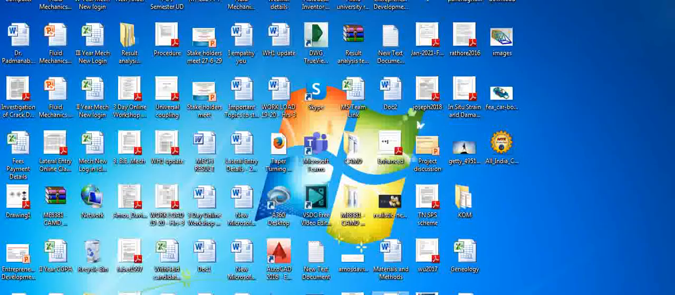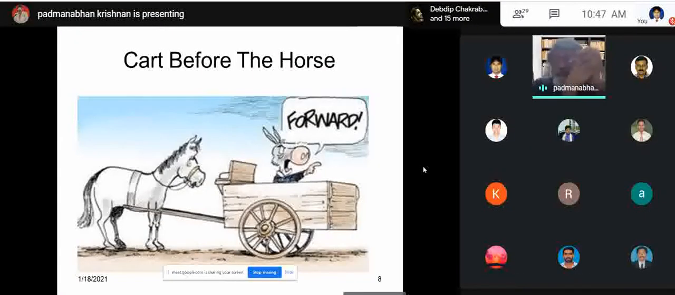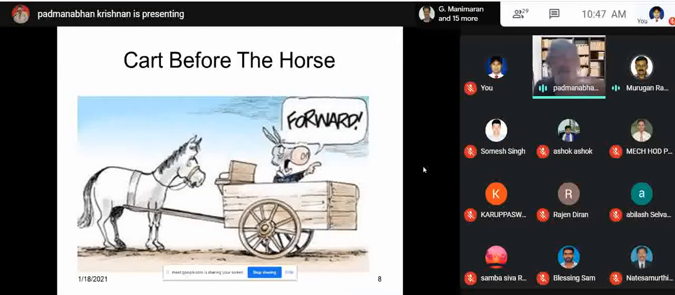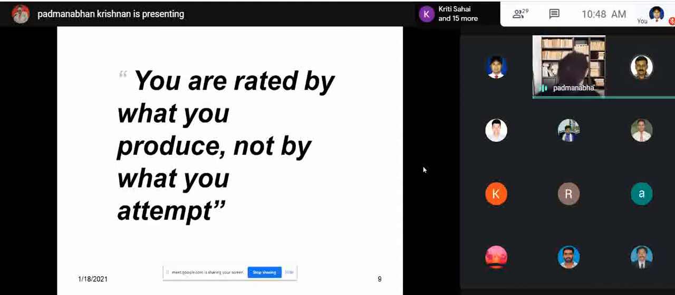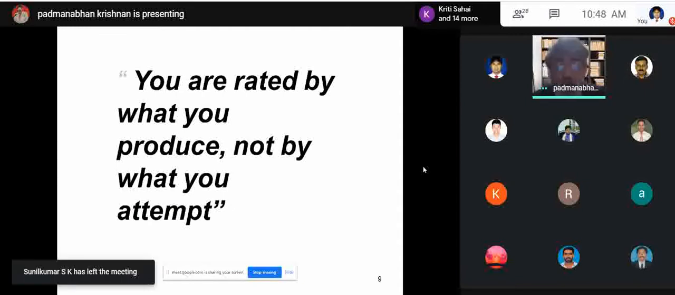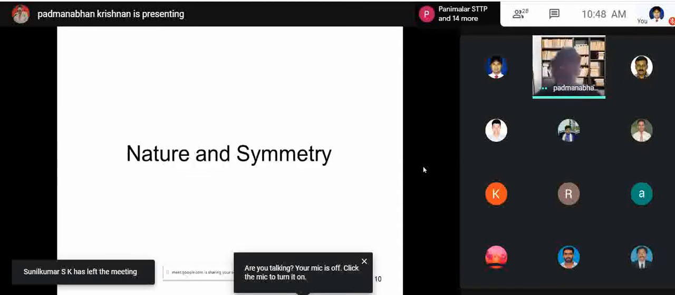So essentially they put the cart before the horse, or the ox, and then you see an ass sitting there saying forward. It was not too forward. So you are rated by what you produce, not what you are tempted by, right?